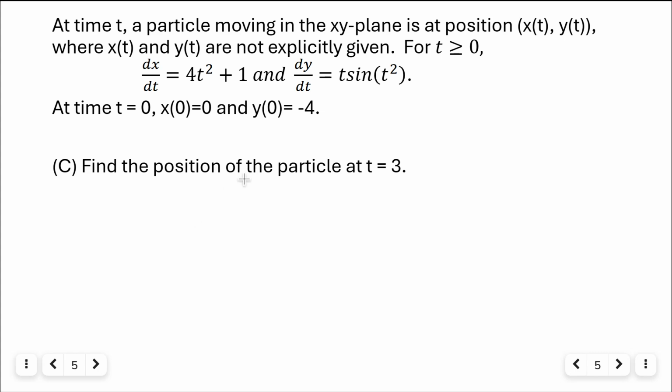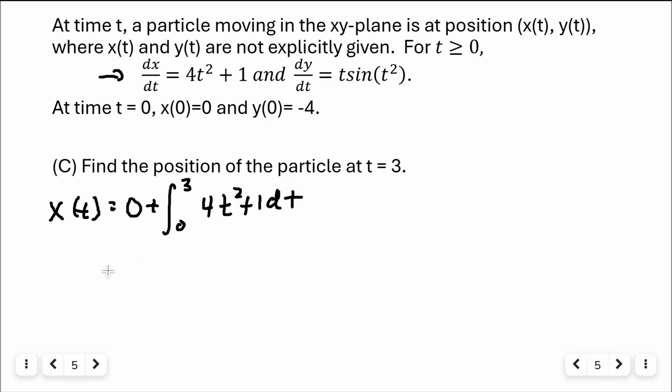All right, let's find the position of the particle at t equals 3. Well, this is the velocity vector, right? These two components together represent the velocity. To get from velocity back to position, I have to integrate. And I have an initial condition in both the x direction and the y direction. So to find x of t, I could take 0, that's my starting position, plus the integral from 0 to 3 of 4t squared plus 1 dt.